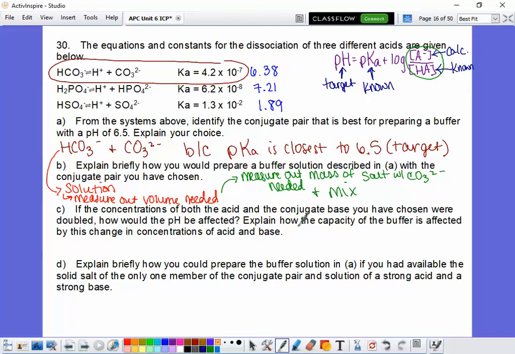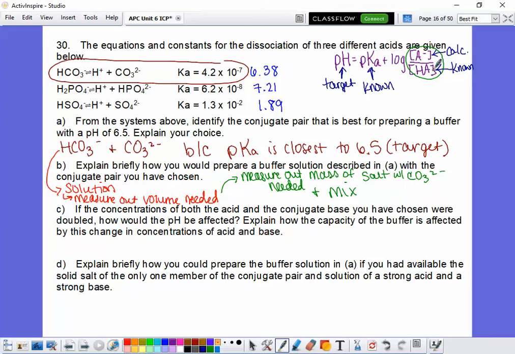Okay. So for C, what if we made this buffer system, but then we doubled the concentrations? Maybe we made it again, but all the concentrations are doubled now. How would that affect the pH? That wasn't a rhetorical question. Why should it not affect it? Because that ratio is staying the same. Remember, pKa isn't going to change. And if both of these concentrations double, that ratio stays the same. So pH will not change.